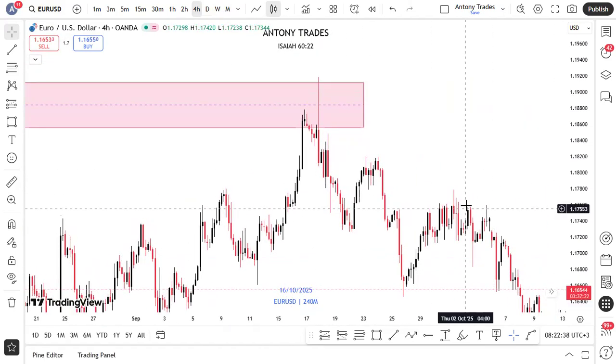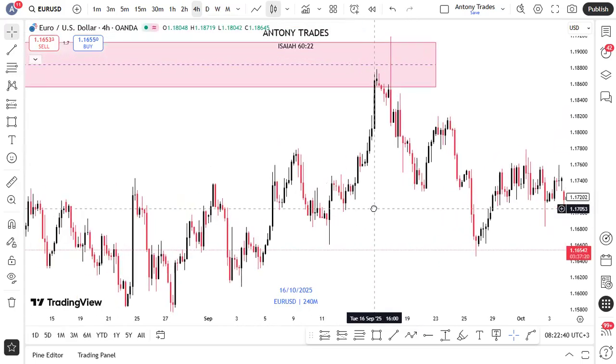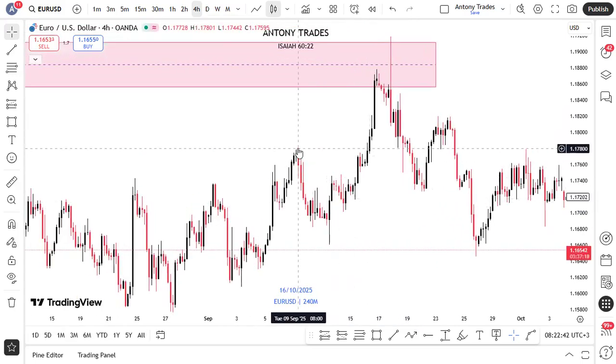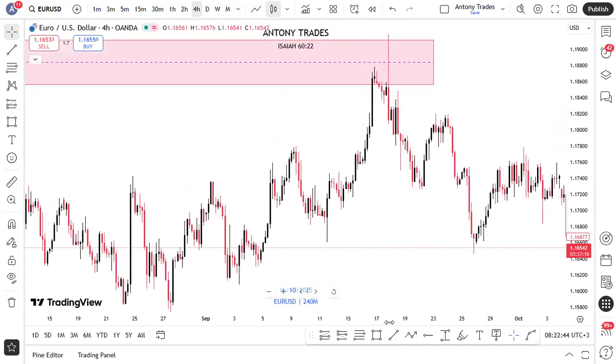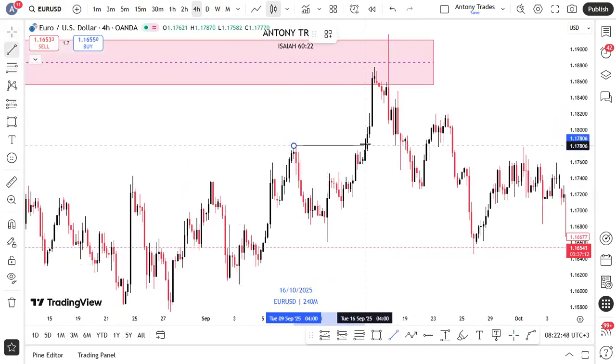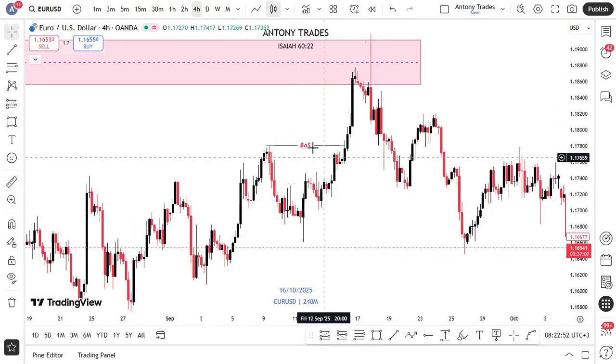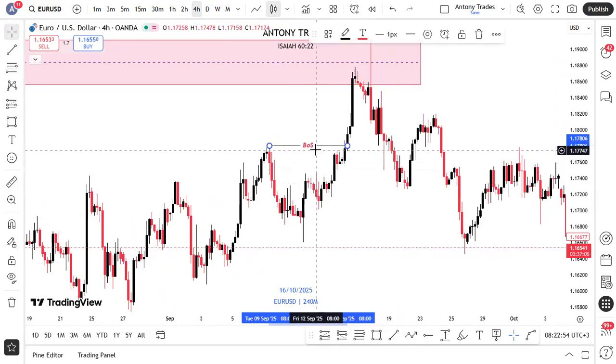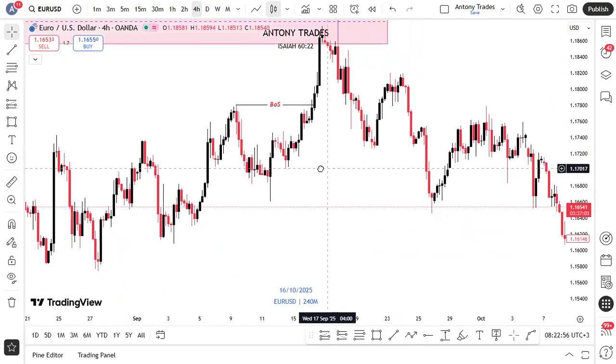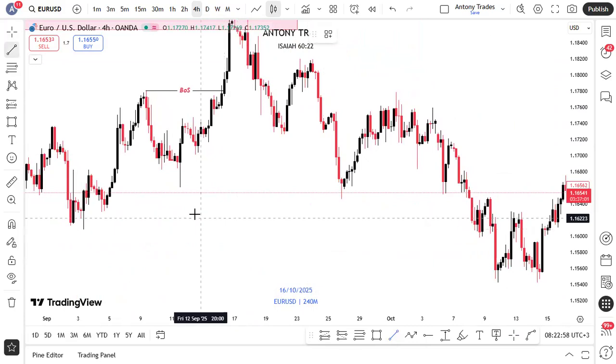And now here we go. Where do I have the last break of structure? And this is the last strong break of structure. I don't know whether you are getting, guys. This is the last strong break of structure, like that. After this break of structure, did we get the change of character? Very nice.